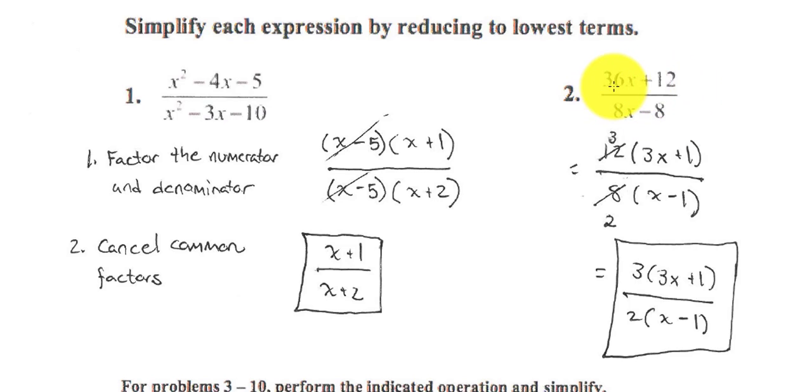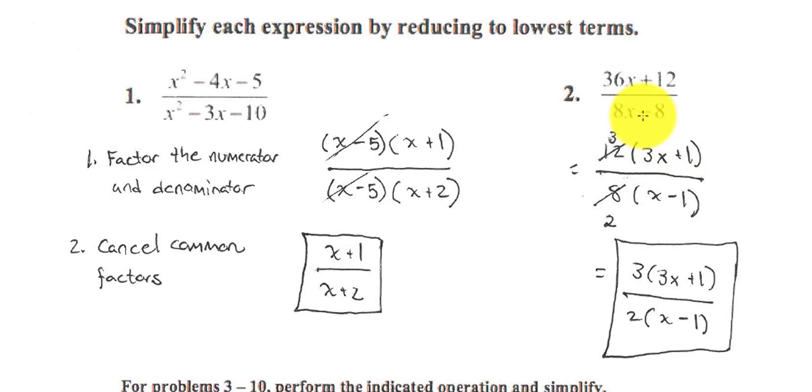However, for number 2, we can factor out a 12, right? 12 is the biggest number that goes into each of the 36 and 12 evenly, so I factor out a 12. And then I have to divide each term by what I factored. So 36x divided by 12 is 3x. 12 divided by 12 is 1.